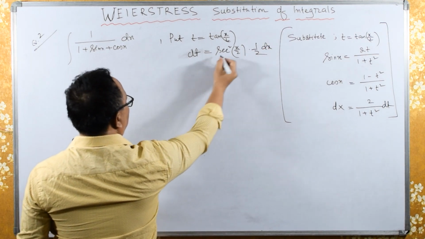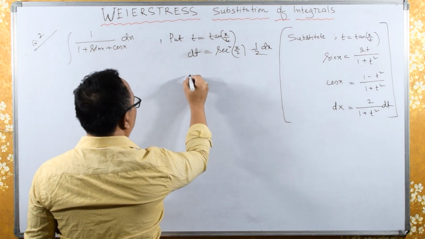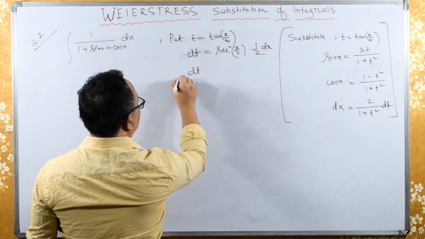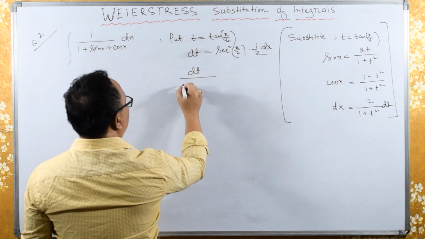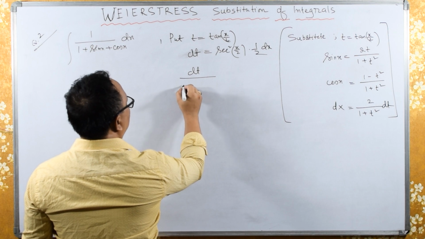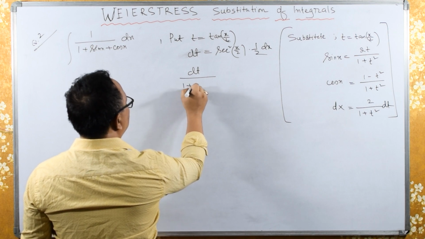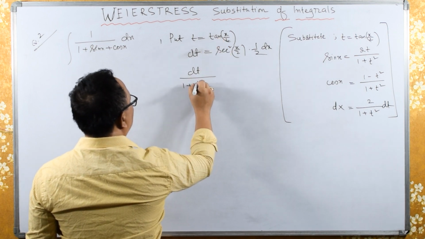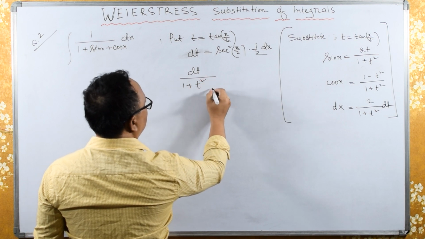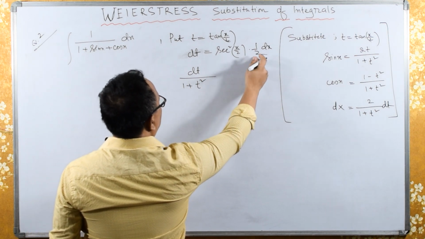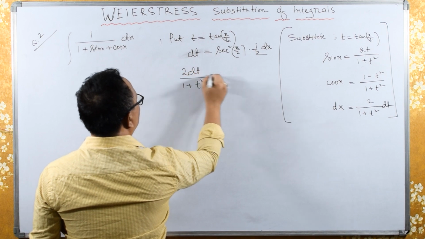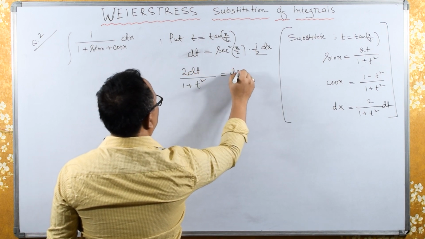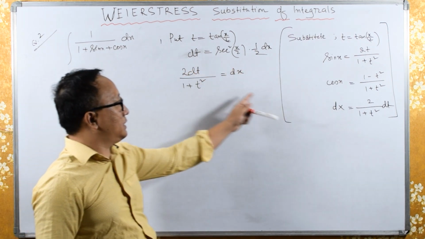So I can send sec square down. Therefore dt is the same as sec square, which is what? 1 plus tan square x by 2. Here 1 plus tan square x by 2 is what? 1 plus t square. These 2 I can send here. 2 is the same as dx. Here you can write dx is this.